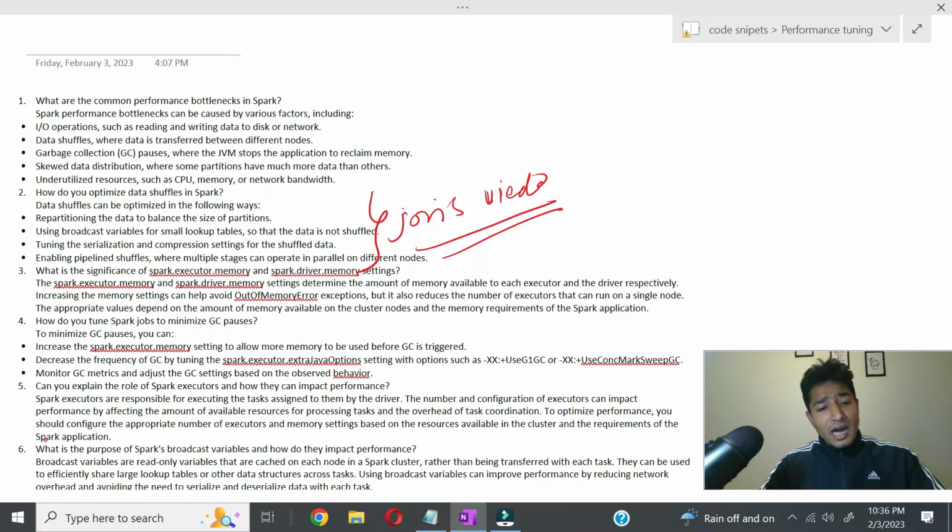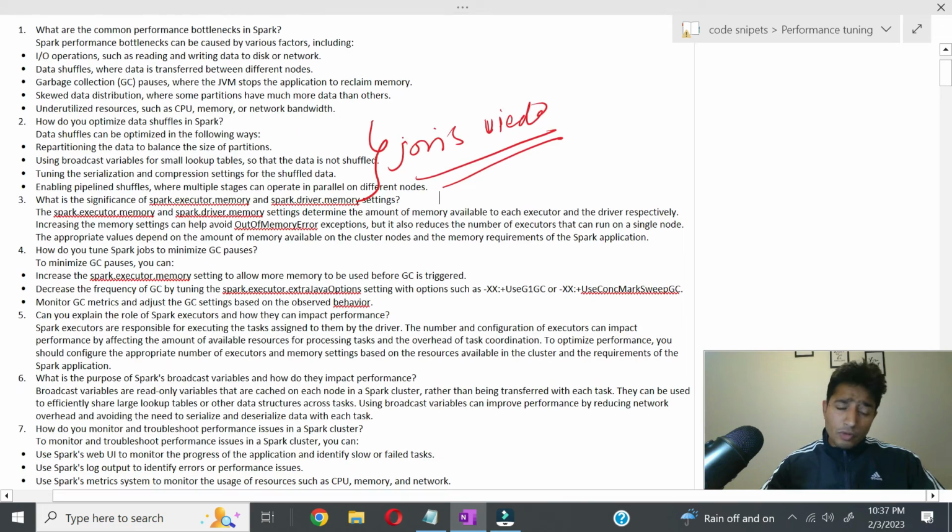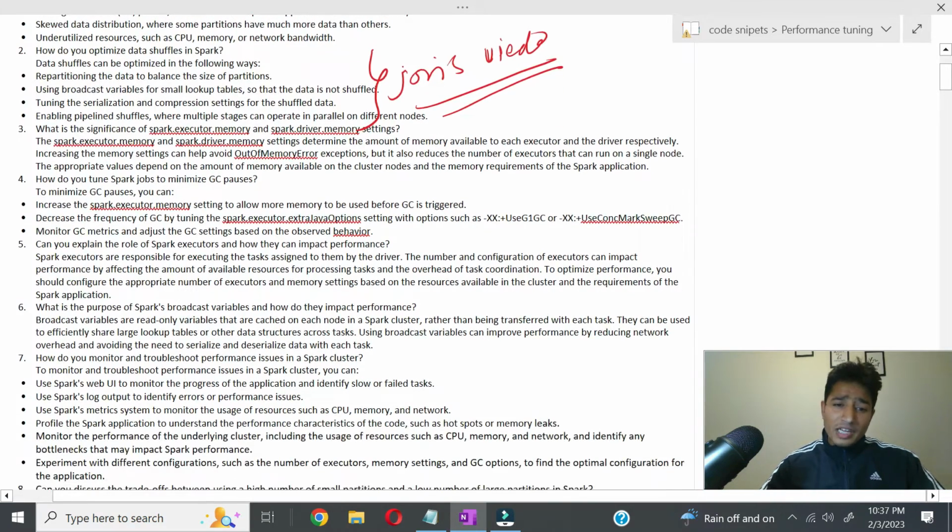The Spark executor memory and driver memory settings determine the amount of memory available to each executor and driver respectively. Increasing the memory setting can help avoid out of memory exceptions, but it also reduces the number of executors that run on a single node. The appropriate value depends on the amount of memory available on the cluster nodes and the memory requirement of the Spark application.